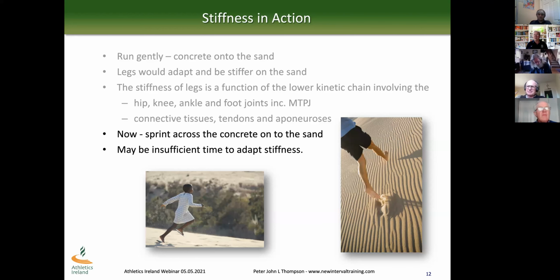If you get out of your car and you're so excited to get onto the sand, you sprint across the car park and you go onto the sand, and there's not enough time in this instance for you to adapt to the new surface. And you might stumble, you might fall. And so we know from this that stiffness is an adaptable quality, and it's also a skilled quality, that if you practice running across a car park on the sand, over time, your stiffness would react a lot quicker. And so we know that the stiffness of the kinetic chain is both trainable and it can respond differently in time.